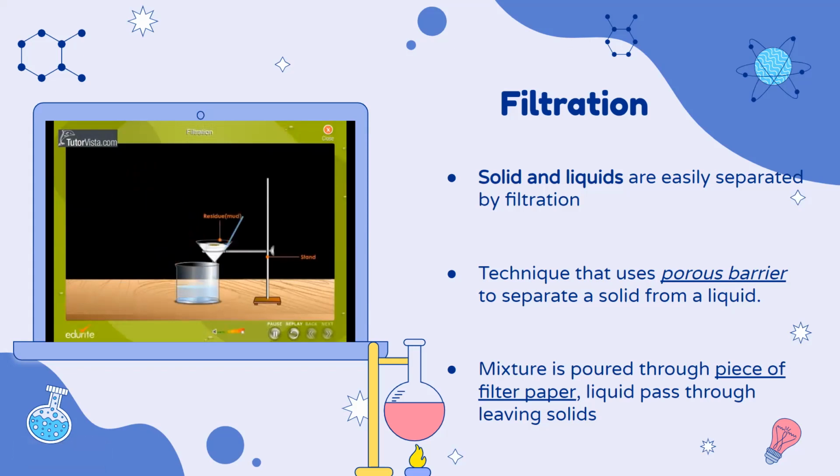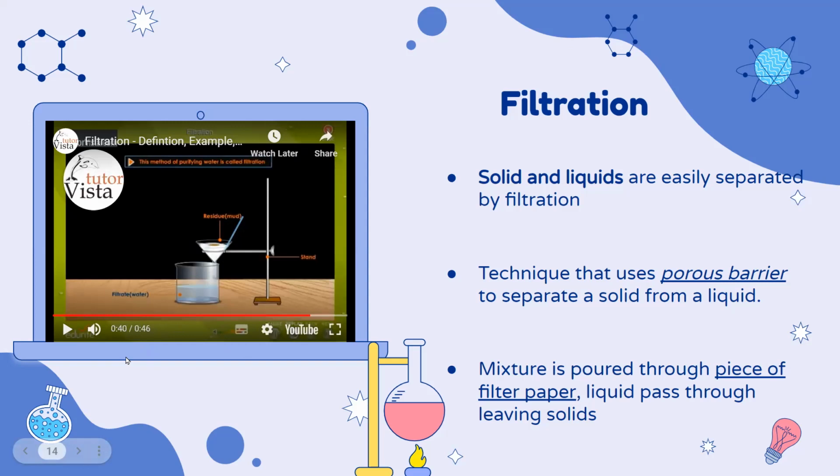Pour muddy water to the filter paper. Clear water will be collected in the beaker below the funnel. The clear water obtained is called the filtrate. This method of purifying water is called filtration.